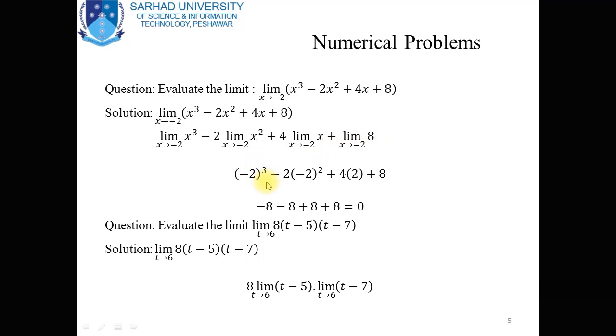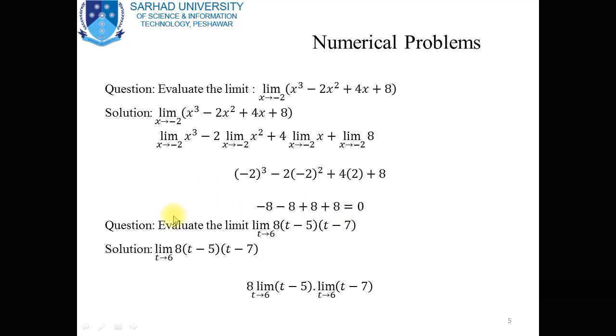So minus 2 power 3 is equal to minus 8, minus 2 power 2 is 4, 4 times 2 is 8, so minus 8, multiplying 4 with the minus 2 we obtain minus 8, and 8 is as it is. Now minus 8 minus 8 is minus 16, and plus 8 plus 8 is plus 16, minus 16 plus 16 is equal to 0.